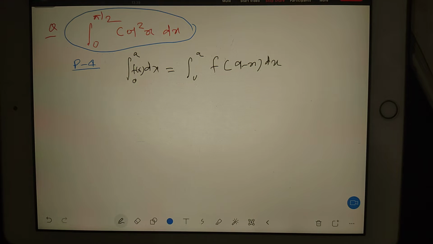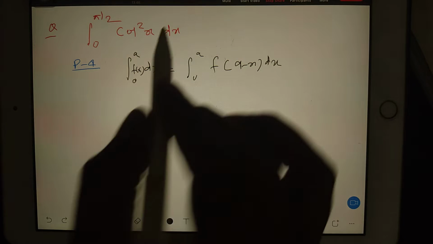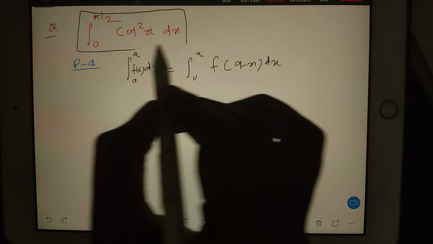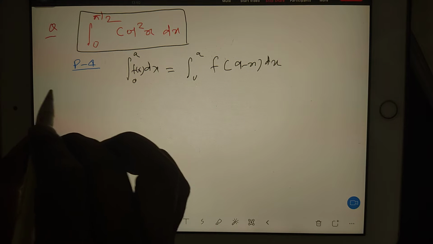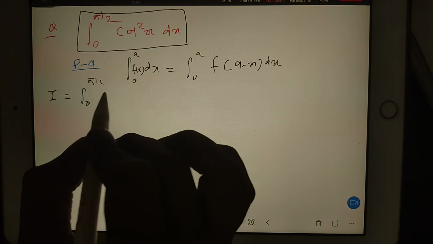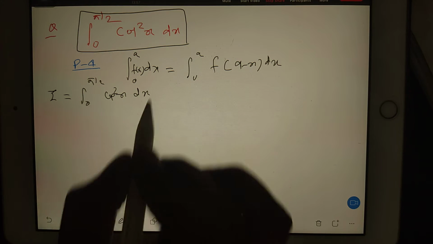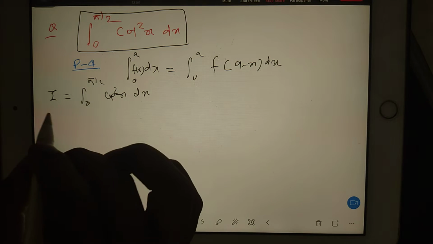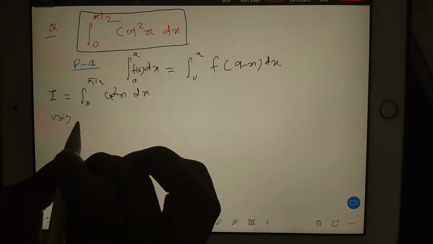And what is the benefit of applying property 4? You will understand in this question. See, imagine this entire answer will come as I. So I is equal to the answer of this question, 0 to pi by 2 cos square x dx. Okay, now apply property 4. So you can write here using property 4.